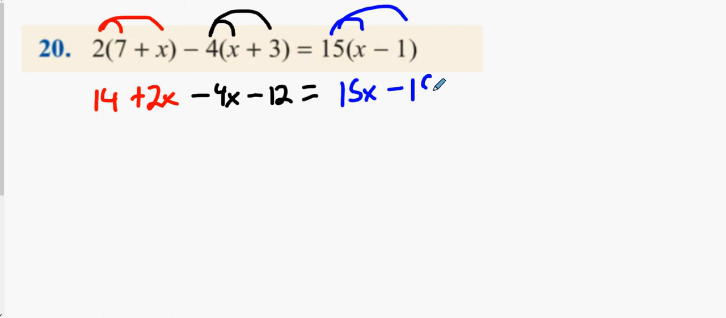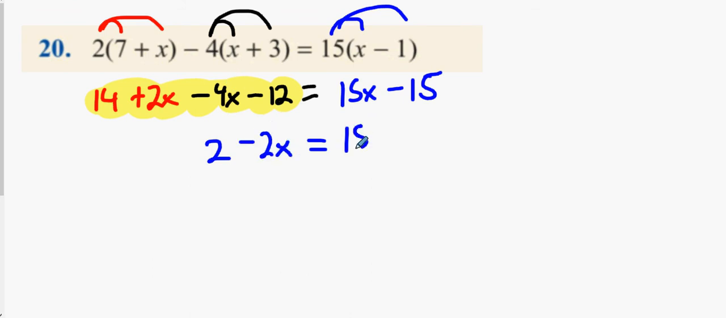Now, we have a lot of numbers on the left-hand side, which I'm going to highlight in yellow. Any idea how to reduce that down a little bit? 14 minus 12. So what's 14 take away 12? 2. What's 2x take away 4x? Minus 2x, right?